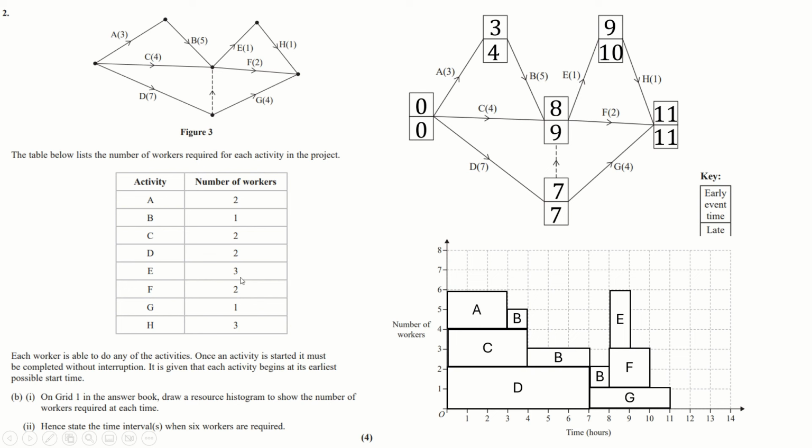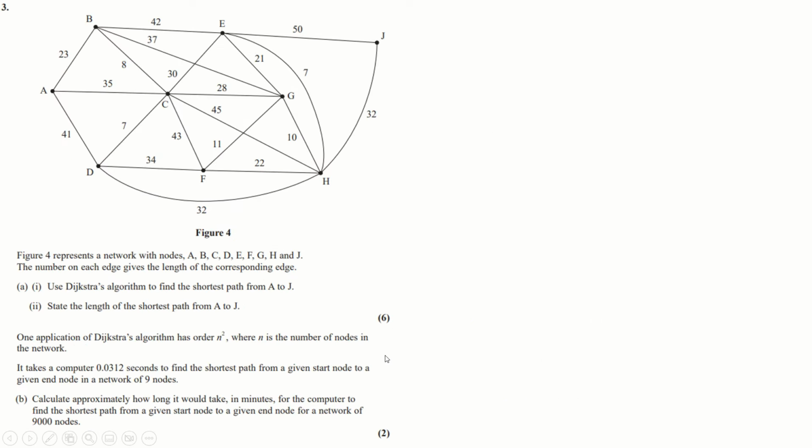H also takes 3 people and 1 hour. So it's the same as E, basically. It gets done as soon as E does as well. And that'll be our entire picture like that. And 6 workers are required between 0 and 3 and 8 and 10. And that's done. Question 3 then.